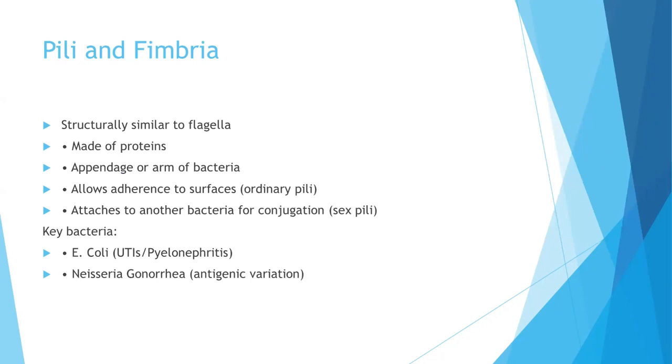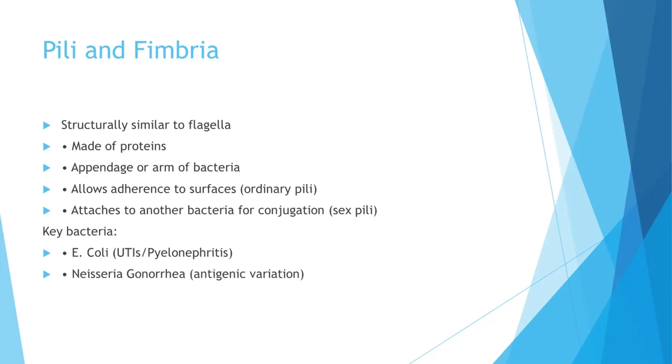Now let's talk about Pili and Fimbriae. So Pili and Fimbriae are structurally similar to flagella. They are made up of proteins and are appendages or arms of bacteria. They allow adherence to surfaces in the case of ordinary Pili, and they attach to another bacterium for conjugation in the case of sex Pili. So the key bacteria are E. coli, which can cause UTIs or pyelonephritis. They contain the Pili and Fimbriae.